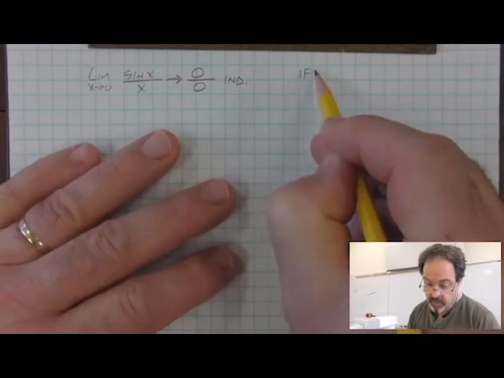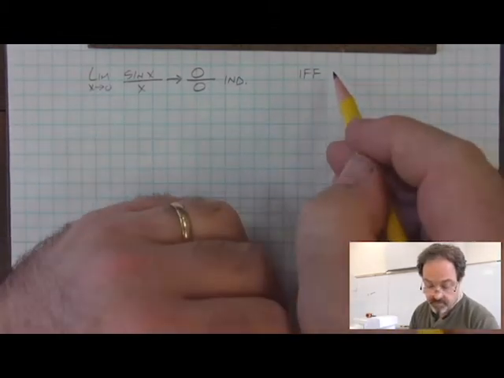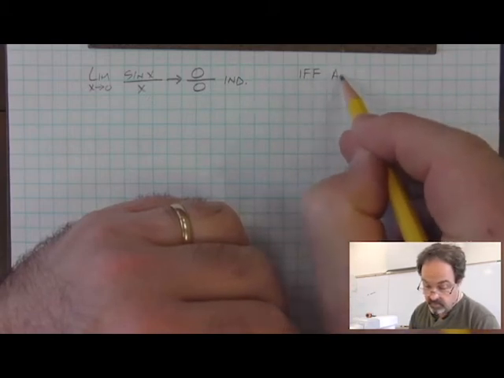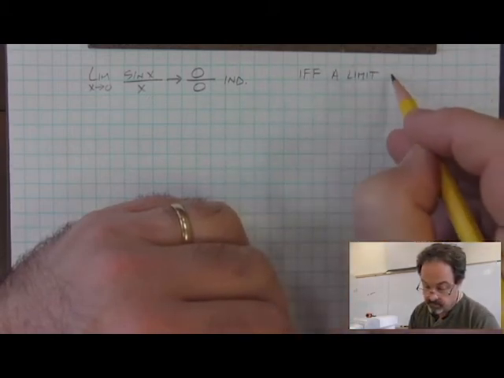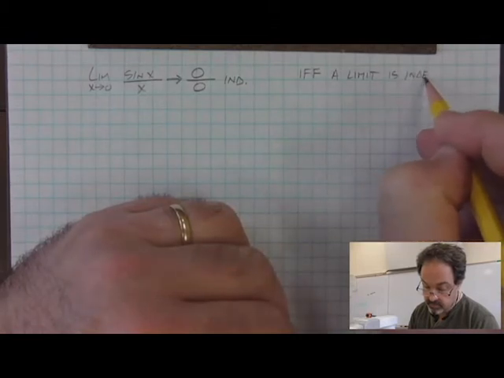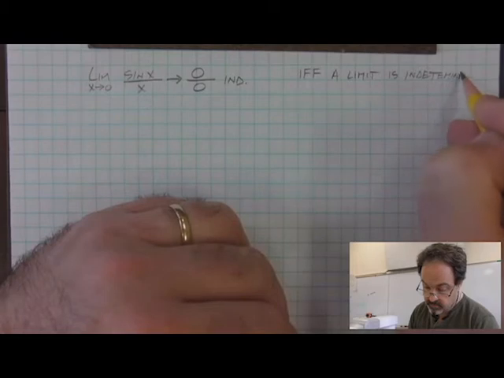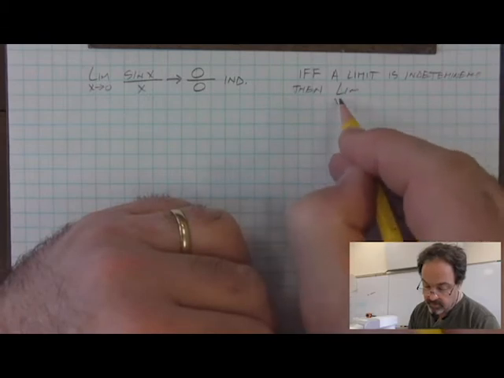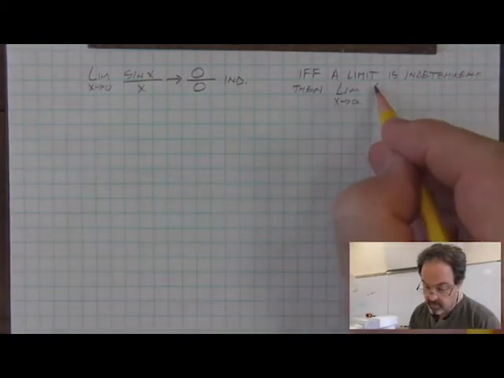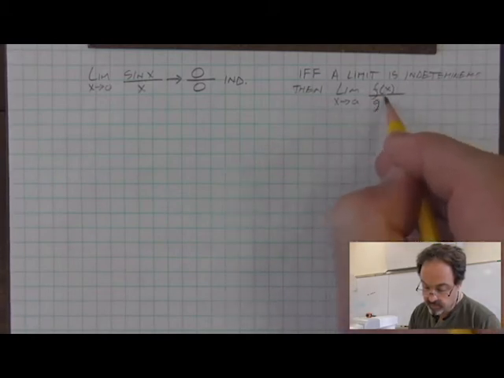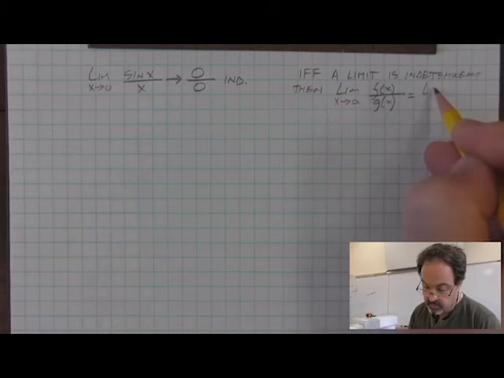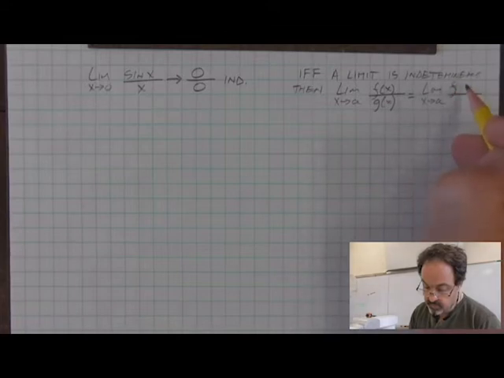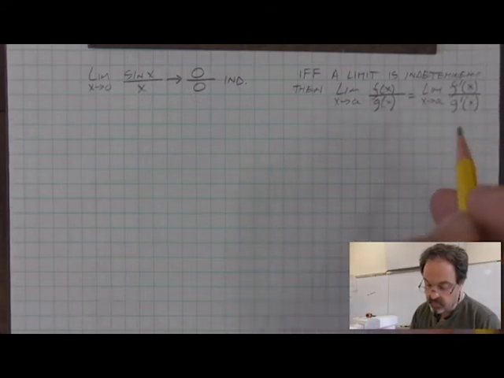We can with L'Hopital's rule, which states this: if and only if a limit is indeterminate, then the limit as x approaches a of a rational function f of x over g of x is equal to the limit as x approaches a of a rational function, the derivative of the numerator divided by the derivative of the denominator.